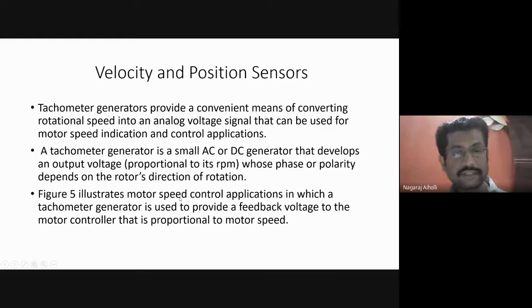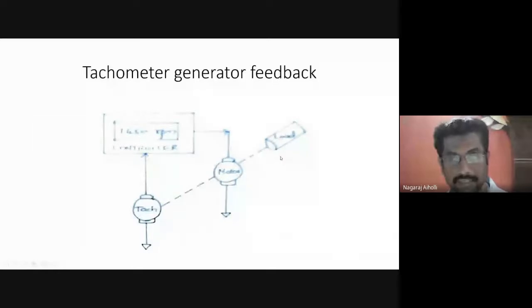The next figure illustrates a motor speed control application, in which a tachometer generator is used to provide feedback voltage. You can see in this figure: this is the load, this is the motor, and this is the tachometer. The motor is coupled to the tachometer generator. That means there is a connection between the motor and the generator through the shaft.